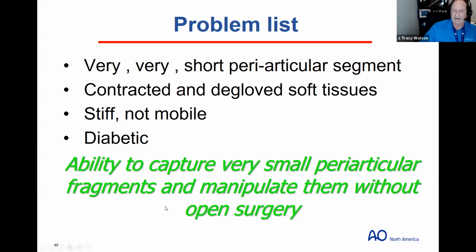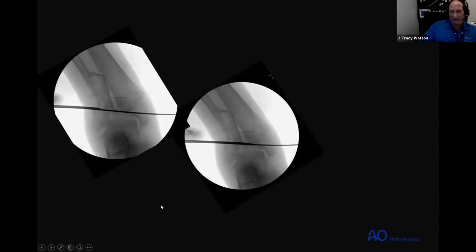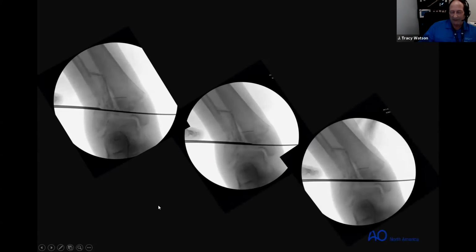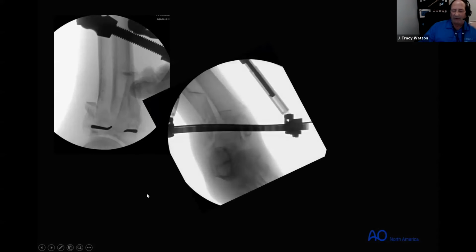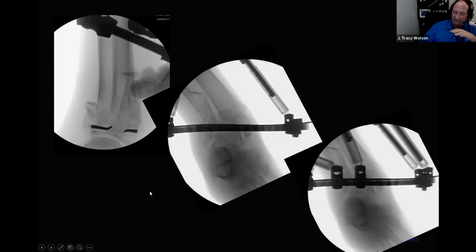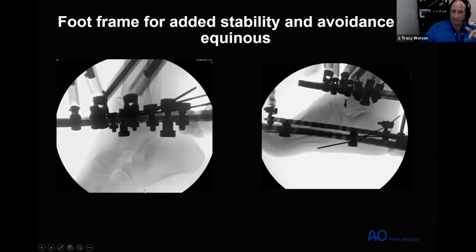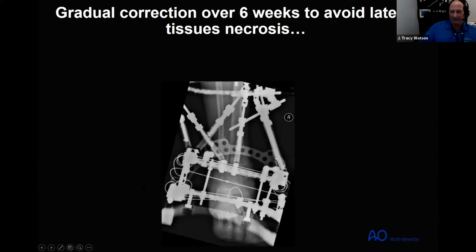But with these frames, you have the ability to capture very small periarticular fragments, and then gently manipulate them without open surgery. So we very carefully pass wires just through the small articular subchondral fragments. And we try to stack as many wires as we can. In this case, we got at least 4 wires in the transverse plane. And then for added stability, we put on a foot frame to help stabilize this very distal articular segment.